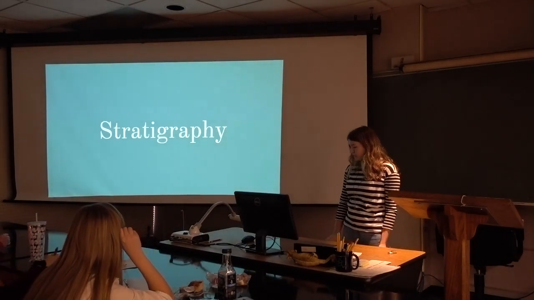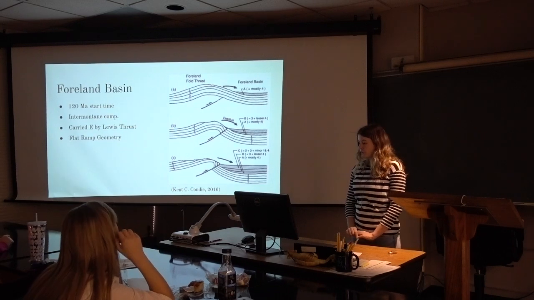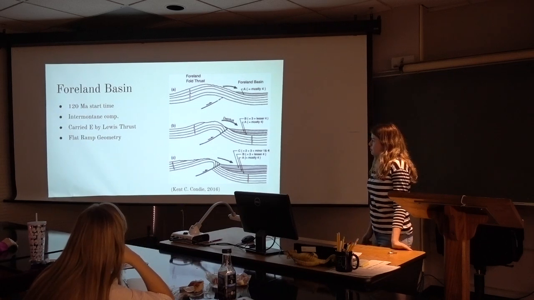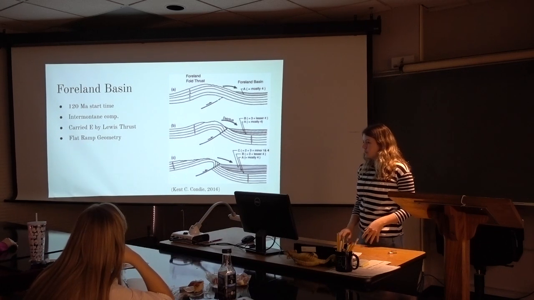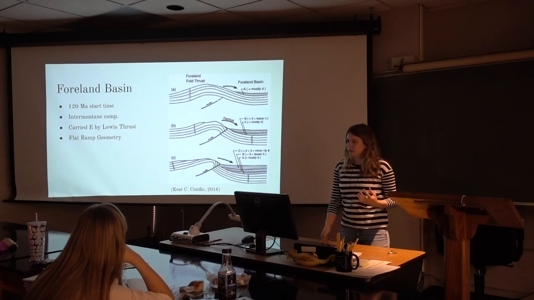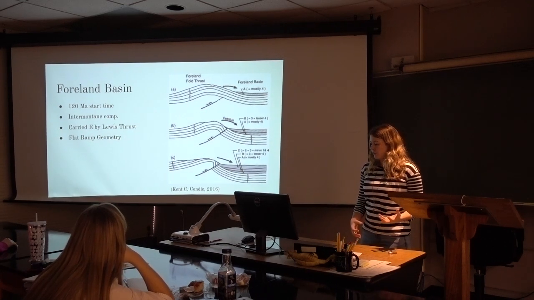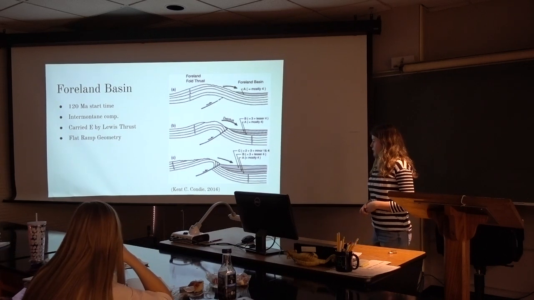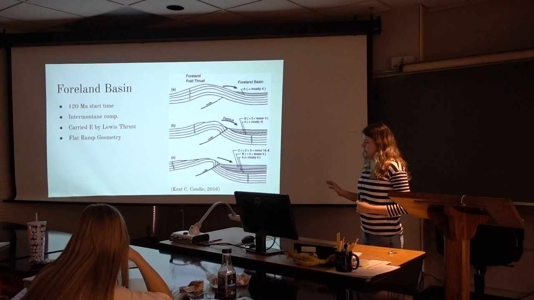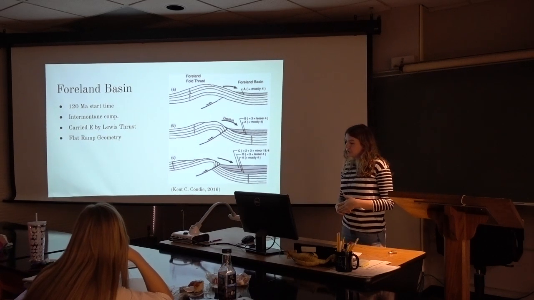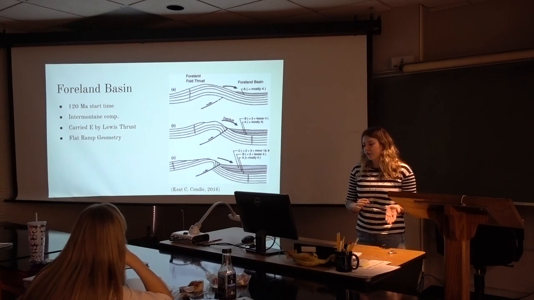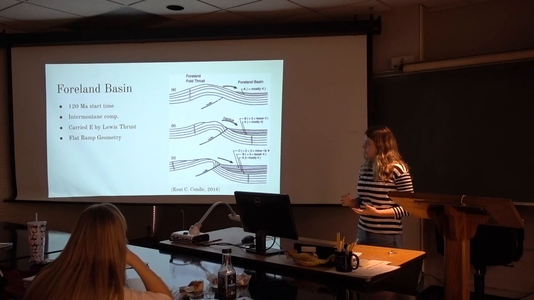So then the stratigraphy of the region. First, the stratigraphy of the foreland basin. The foreland basin formed 120 million years ago. It is intermontane terrain composition, and the composition of the foreland basin actually originated in California, and this Californian rock was pushed over 100 kilometers towards the east by the Lewis Thrust fault. The sediments in the foreland basin that we see now have been formed from flat ramp geometry, which is a thrust fault with a low angle. Flat ramp geometry just means it's an angle between 15 and 30 degrees.